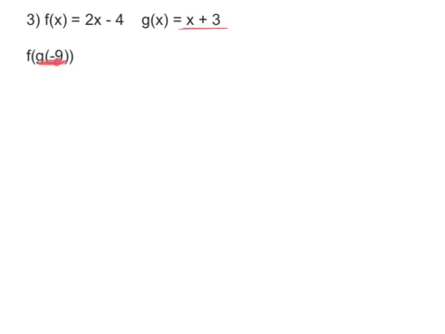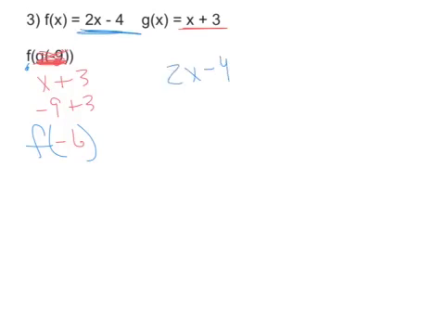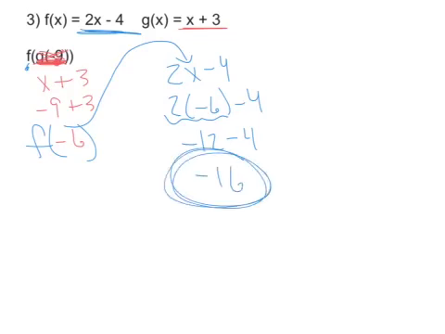So our g function is x plus 3. And we're plugging negative 9 in for x. So negative 9 plus 3 is negative 6. So that gets rid of g of negative 9. That's our evaluating there. Then we still have this f left over. So that means we're going to plug this negative 6 into the f function. So our f function is 2x minus 4. So fill negative 6 in for the x. So 2 times negative 6 minus 4. 2 times negative 6 is negative 12. Minus 4 is negative 16. And that's your final answer.